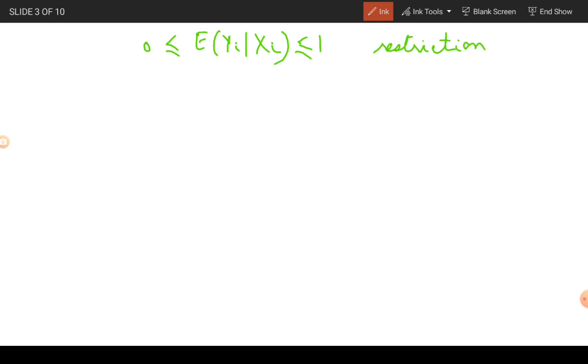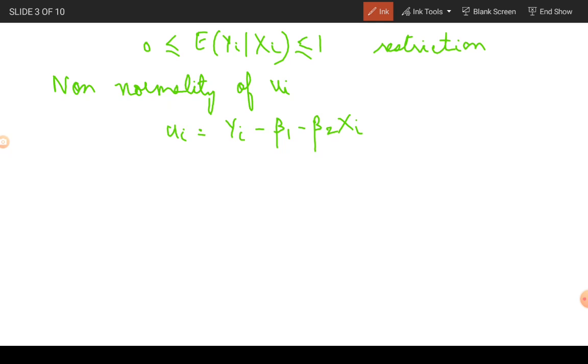Now, besides this restriction, there are a few other problems that we might come across. The other problem is that our ui, or the error terms, are no longer normally distributed. If you remember, ui is the deviation of observed yi from the expected or the estimated yi hat. So that is yi minus beta 1 minus beta 2 xi.